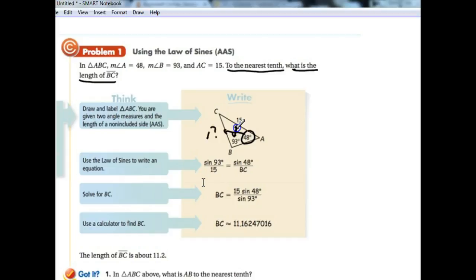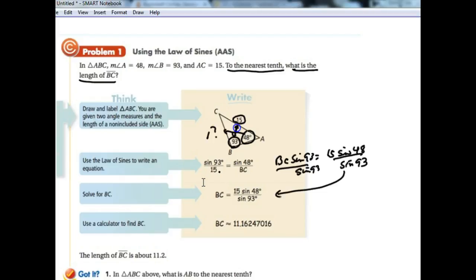The way that the law of sines works is you're going to say the sine of the angle is to the side opposite it. So sine of 93 is to 15 equals the sine of 48 over, and then of course BC, representing the side that we don't know. If you cross multiply, this is actually going to end up being BC sine of 93 equals 15 times the sine of 48, and then you would divide both sides by the sine of 93.